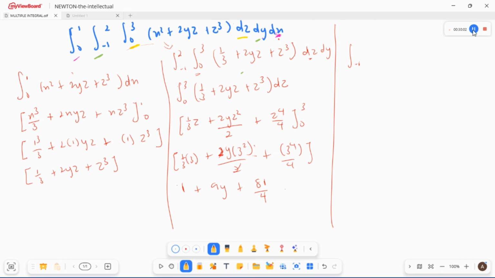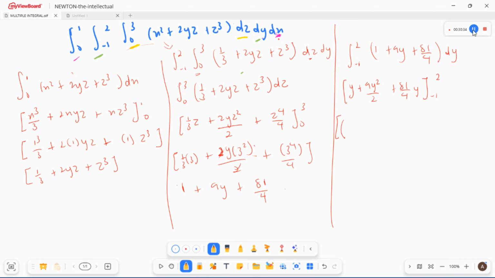That's from minus 1 to 2, 1 plus 9y plus 81 over 4, then we have the dy. That's the last one. So now we're going to integrate, and we're going to get y plus 9y squared over 2 plus 81 over 4 y from minus 1 to 2. And then we just impute our values and we solve. You can see that this one is going to be more difficult now because we have minus 1, unlike the other ones where we had 0 and we just ignored the 0.